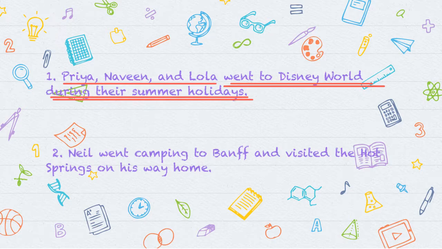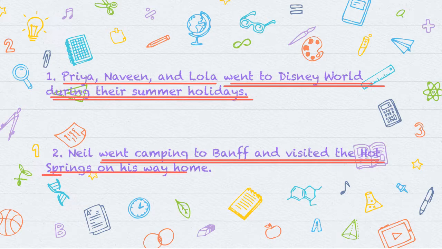Number 2. Here I notice that there is more than one thing happening. There is camping and visiting the hot springs. Therefore, went camping to Banff and visited the hot springs on his way home would be a compound predicate. That leaves Neil as being your subject.